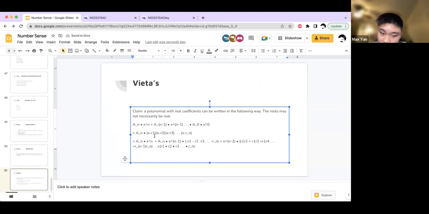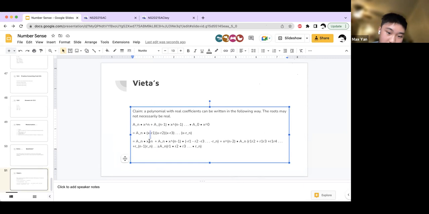Lastly, you would have all of the roots multiplied. And the sign of this depends on how many roots you multiply, because all of these have a negative sign in front of them. So if n is even, this would be positive. If n is odd, it would be negative.